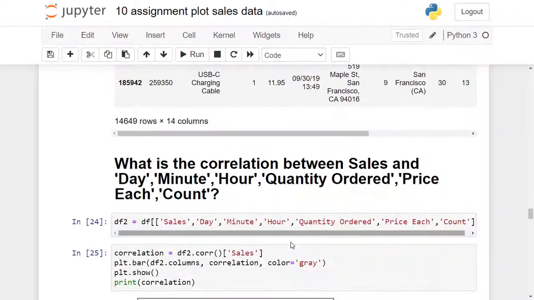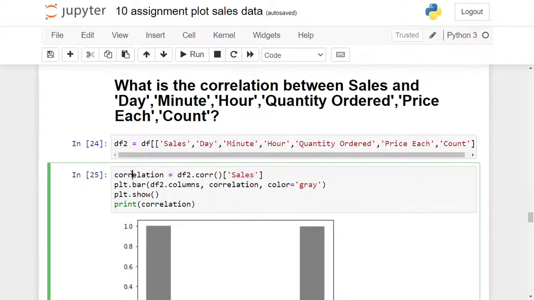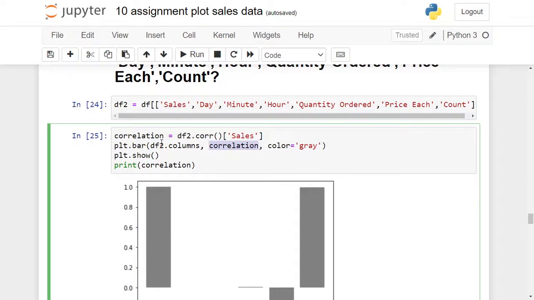Now let's take a look at the data. The data still looks like this, right? And now what is the correlation between the sales and the days, minutes, hours, quantity ordered, price each and count? So to answer this question, we're going to retrieve all those values as df2. Once we have df2, we can directly call the correlation function of the sales. So we're going to find what's the correlation between sales and all of those, and that will be the correlation. Then you can simply plot the correlation with the columns.